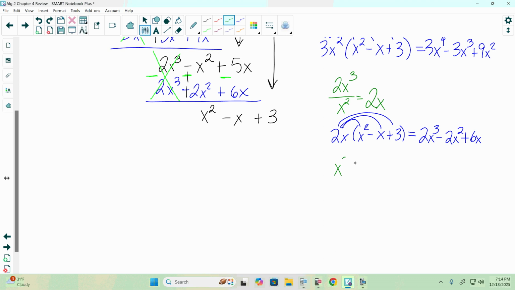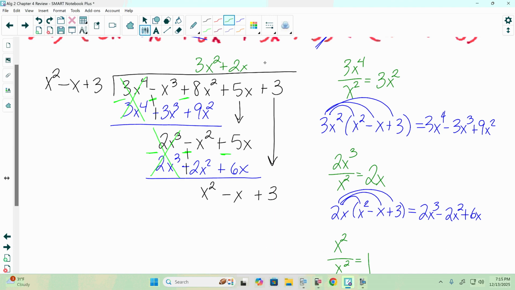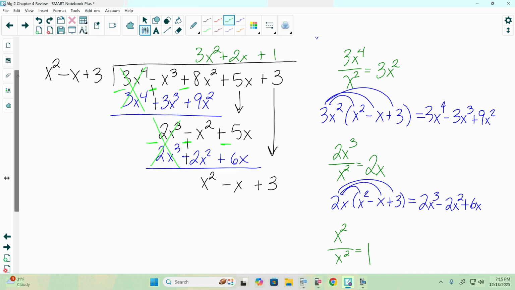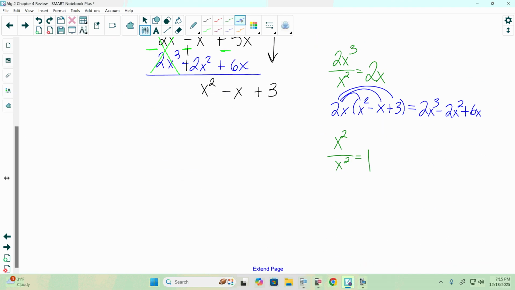Biggest term inside is x squared. Biggest term outside is still x squared. And x squared divided by x squared is going to be positive 1. And again, one more time. Well, 1 times x squared minus x plus 3 is x squared minus x plus 3. And then lastly, we're going to subtract.